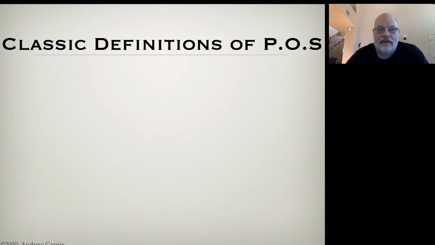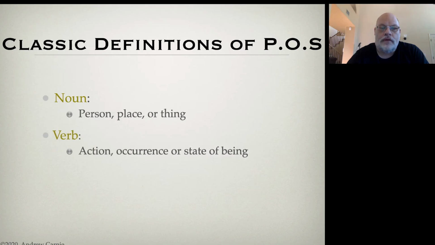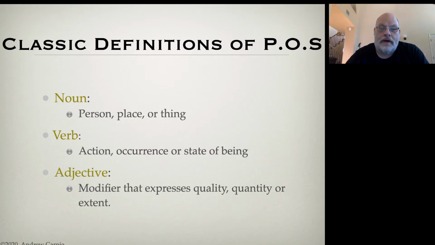Now, these classic definitions, these intuitive definitions that you may have learned before, have one thing in common. They are based on semantics. They're based on the meanings of the words. So for example, a noun is a person, place, or thing. So if you look at a word like a doctor, doctor is a person, therefore the word doctor is a noun. Verbs are actions, occurrences, or states of being. Adjectives are modifiers that express quality, quantity, or extent. So all of these are based in the meaning of the word that we're trying to define in terms of part of speech.